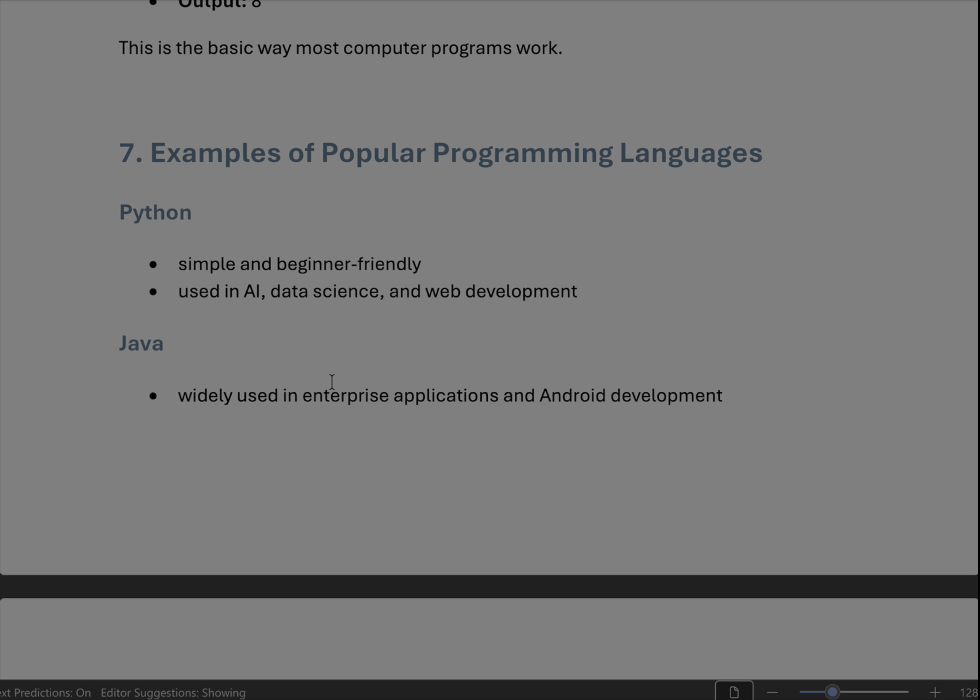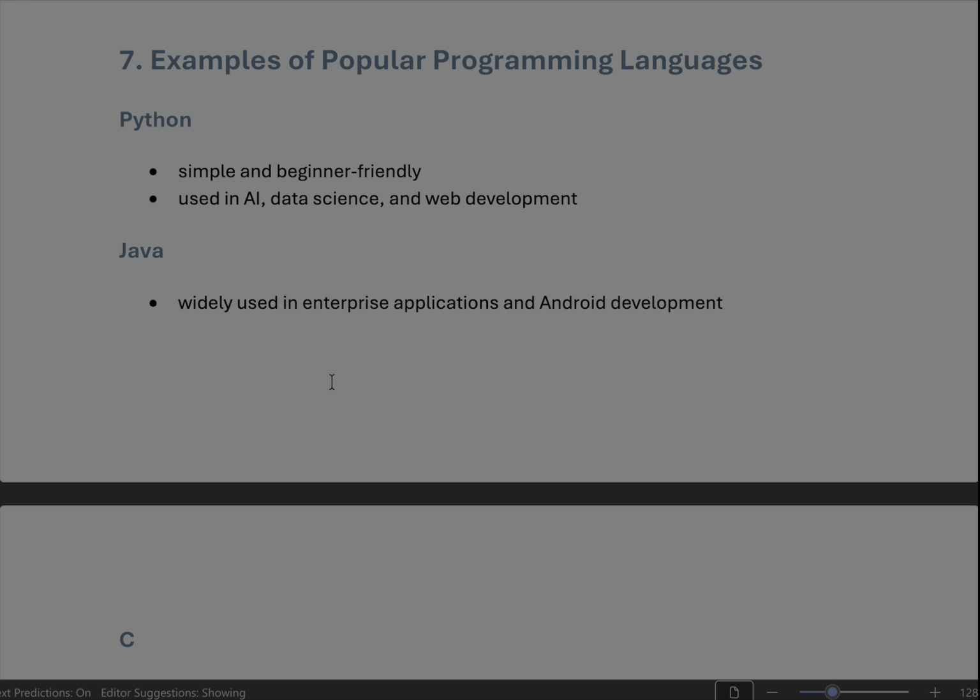And now there are so many popular programming languages that you should learn nowadays. Python is one of the very best, simple and beginner-friendly languages. It is so much in the picture nowadays. It's used in AI, data science, and web development. Java, you should really learn if you're developing enterprise applications or doing Android development.